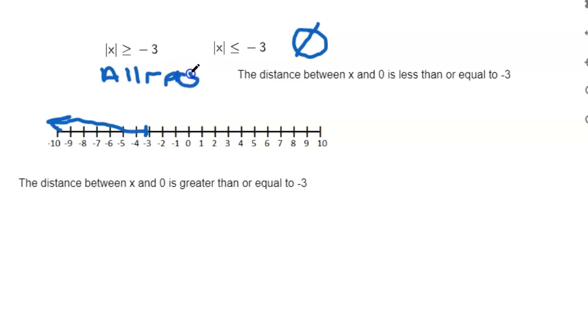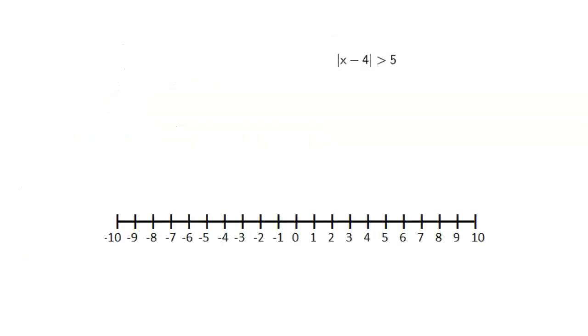My mouse is not working. There we go. Wow, that's really sloppy. But that's all real numbers. And so now we're ramping this up a little bit, more complexity.